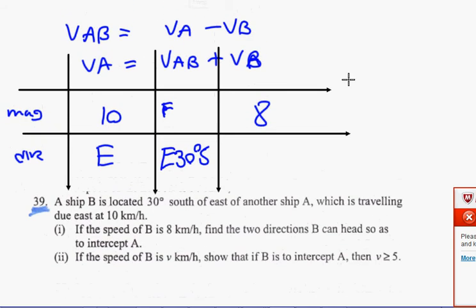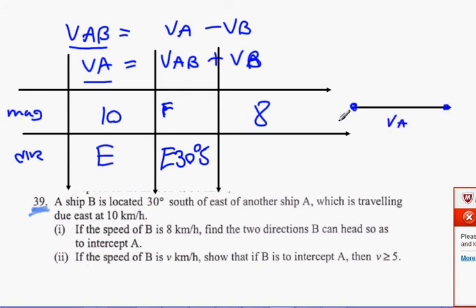Now, get Phi AB or Phi A, whichever one has the most information. Which one do you want? Phi A. Phi A has a lot of information. It goes across east for 10. That is Phi A right there.